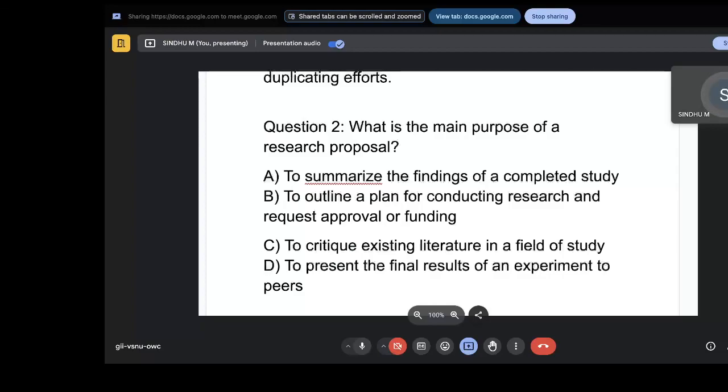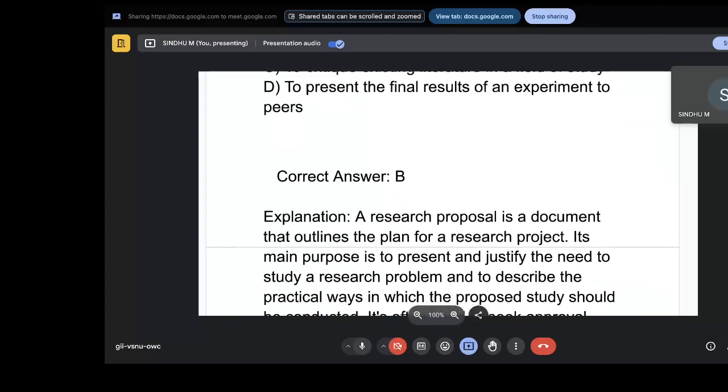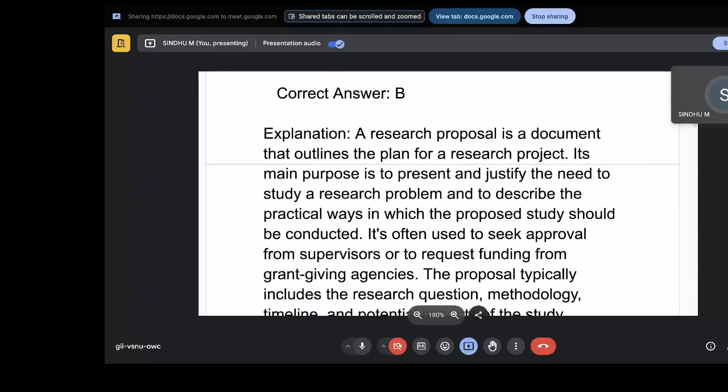So the correct answer is option B. The other options are more like option A, to summarize the findings of a completed study. So that would be more like a report or a paper. And option C, to critique existing literature in a field of study. That would come under literature review. And option D will again be a publication or a paper in a journal, etc. So the correct answer to the second question is option B.